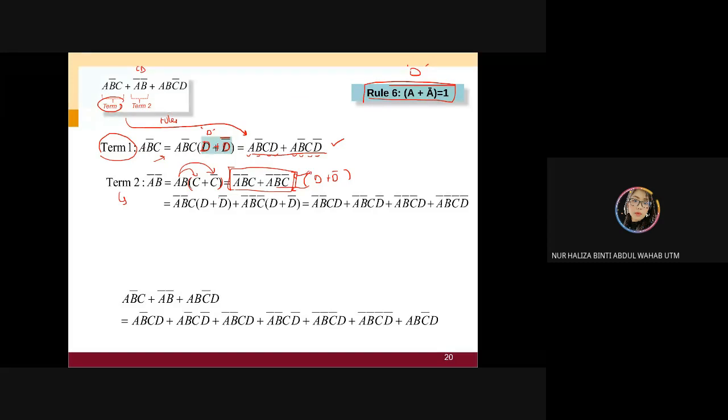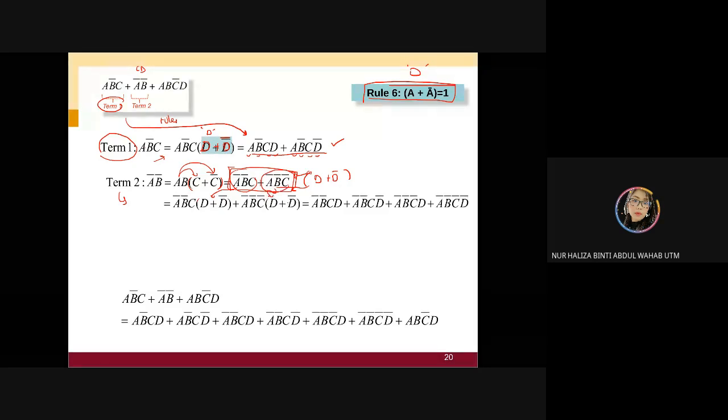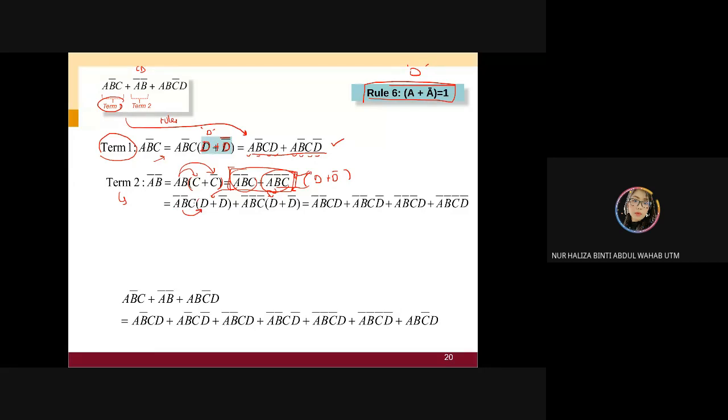And you convert it to be long. This you multiply with D plus D bar. This you multiply with D plus D bar. You multiply, you get A bar, B bar, C, D, like this. And then you multiply with A bar, B bar, C, D bar. So you will get this one. You repeat one more time, A bar, B bar, C bar, D. This one. And another one, you multiply again. You get A bar, B bar, C bar, and D bar. So quite long, you can see.